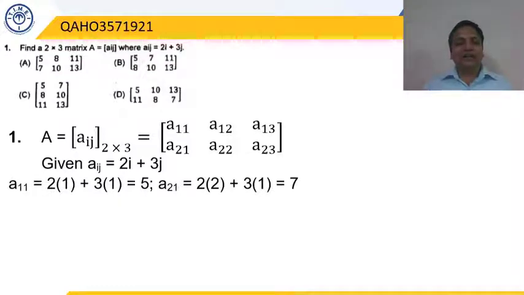A11. We substitute i as 1, j as 1 in the formula. It gives me 2 into 1 plus 3 into 1. 2 into 1 is 2, plus 3 into 1 is 3. 2 plus 3 becomes 5. That's A11. A21: i comes out to be 2 and j comes out to be 1. 2 into 2, 4, plus 3 into 1. 4 plus 3, 7. That means A11 is 5 and A21, second row first column, is 7.